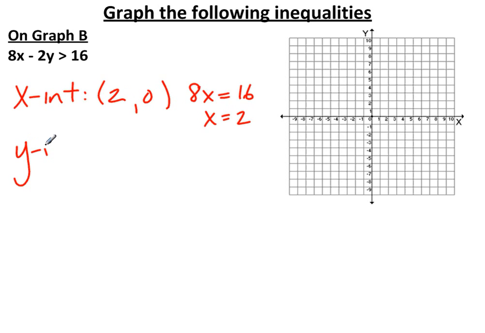Now let's find the y-intercept. I'm going to get that by substituting 0 in for my x value, which gives me 8 times 0, which is 0. So I'm going to get negative, don't forget the negative, negative 2y equals 16. So y equals negative 8. Now I'm going to plot those 2 points, (2, 0) on the x-axis and (0, negative 8) on the y-axis. Now, I'd like more points to make this more accurate.